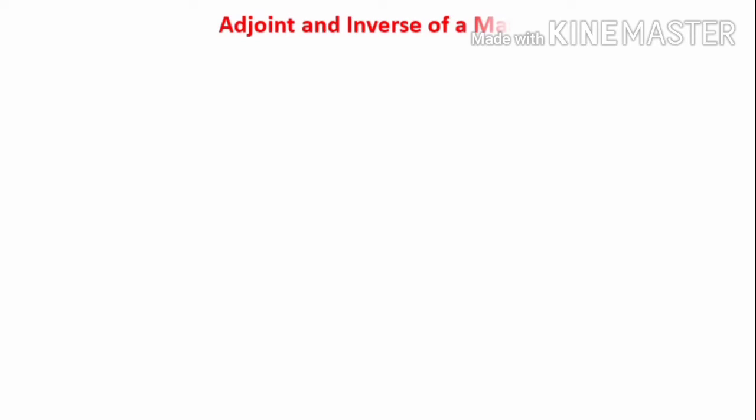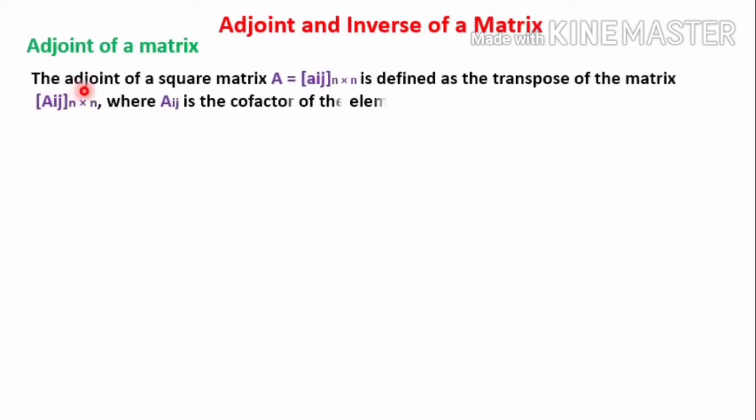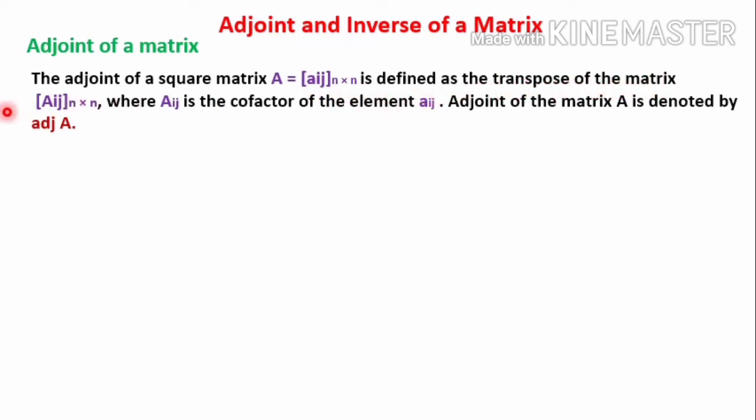First, we shall discuss the adjoint of a matrix. The definition: the adjoint of a square matrix A = [aij] of order n by n is defined as the transpose of the matrix [Aij] of order n by n, where Aij is the cofactor of the element aij. The adjoint of the matrix A is denoted by adj A. When we go through this definition, we may not understand the concept. So let us define it in simple language.